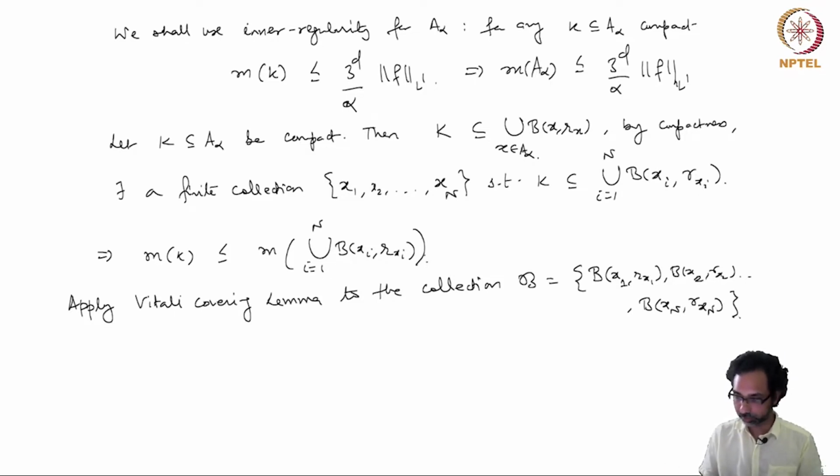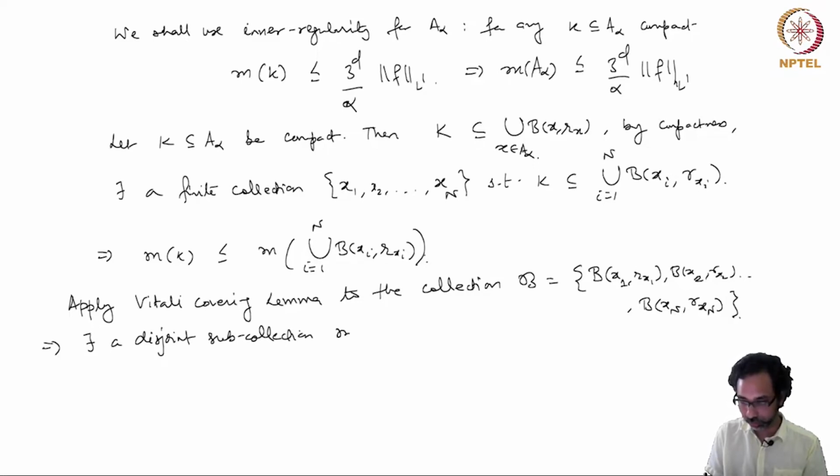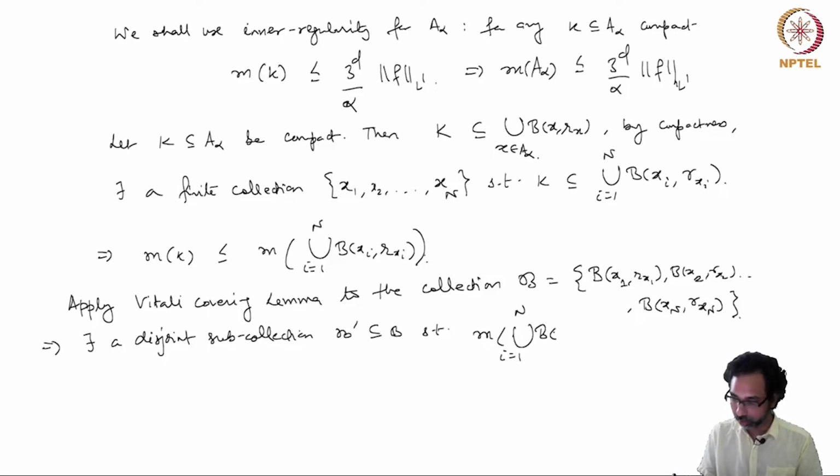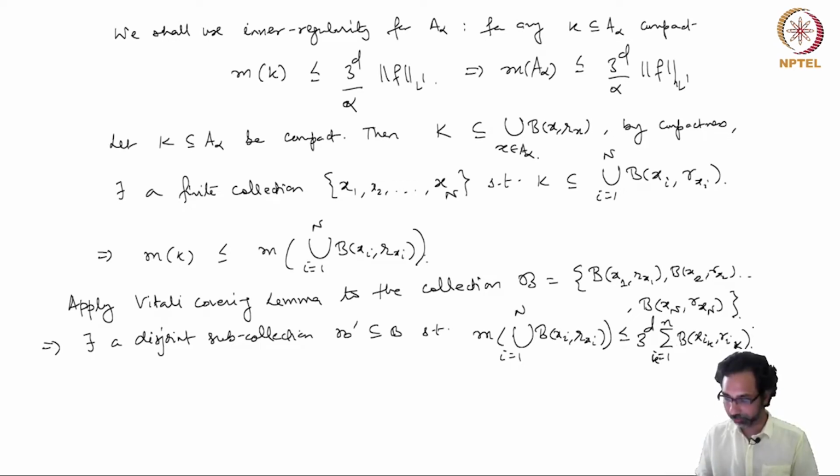So then this implies that there exists a disjoint subcollection B prime of B, such that the measure of the union i equal to 1 to n of B(x_i, r_i) is less than or equal to 3 to the power d times the sum over k equal to 1 to small n of B(x_ik, r_ik). So this was the statement of Vitali's covering lemma, which gave you a bound of the measure of the union of finitely many open balls by the sum.